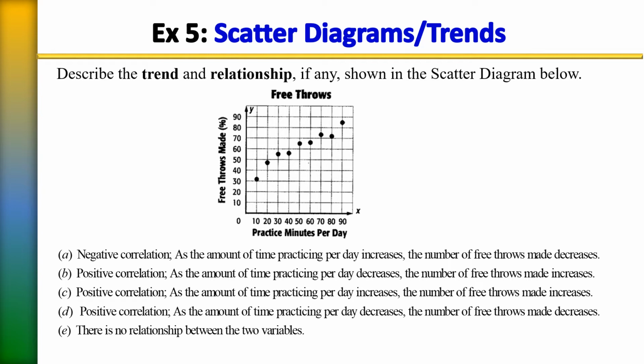So between these two relationships, what you see here is an increase, which means that as the amount of time spent practicing per day increases, so does the number of free throws. They increase as well, which is choice C. So positive correlation to describe that relationship. As the amount of time spent practicing per day increases, the number of free throws made increases. And there you have it.